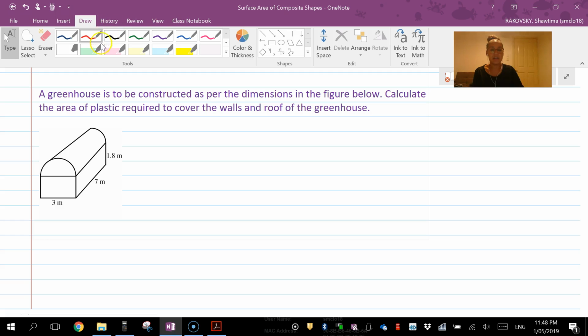A greenhouse is constructed as per the dimensions here. Calculate the area of plastic required to cover the walls and the roof of the greenhouse. So that's the part where you need to be aware that there are hidden surfaces that don't need to be included. One of those areas would be the interface between your half cylinder, your semi-cylinder, and the rectangle roof. So that doesn't need to be included. Your floor doesn't need to be included.